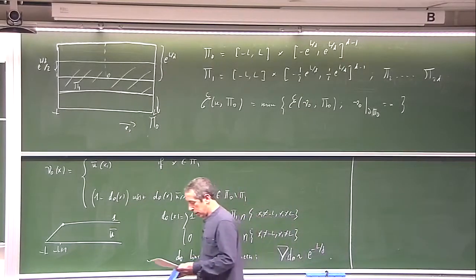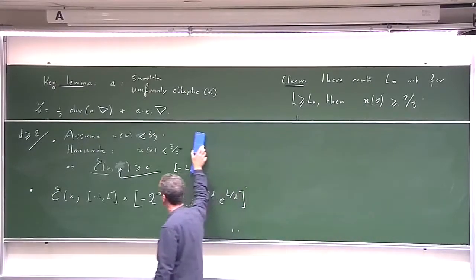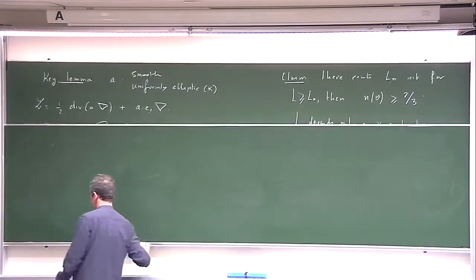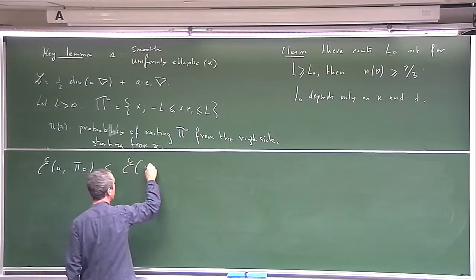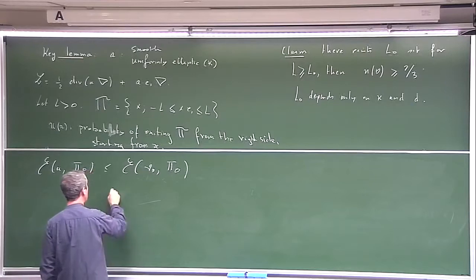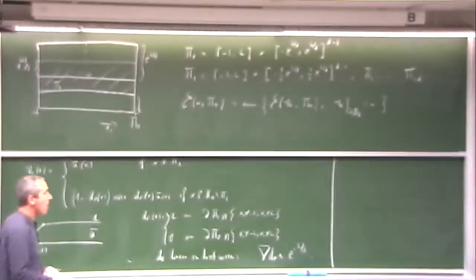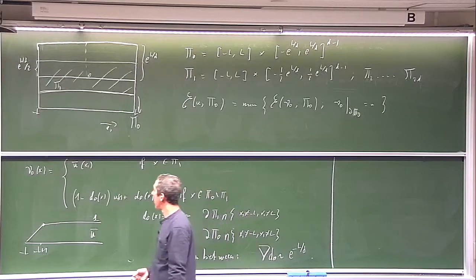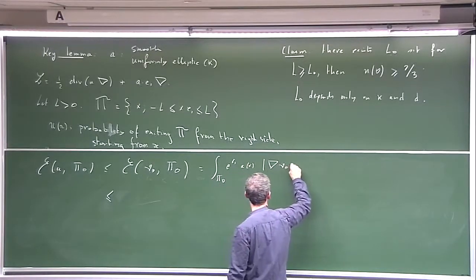Now we should compute the energy of this function, mu0. Use the fact that the energy of u on pi 0 is less than the energy of mu 0 on pi 0, and then we compute this one. What we actually need is just an upper bound. So you take the gradient of mu 0 and you integrate it over pi 0. This thing is the integral over pi 0 of exponential x1, a of x, the square of the gradient of mu 0, dx.